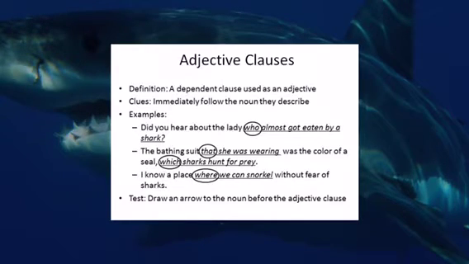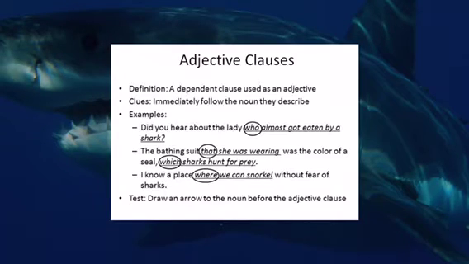Do the same with the second adjective clause in this sentence. Draw an arrow from which sharks hunt for prey back to seal. Does this clause tell us more about the seal? Yes. Finally, the adjective clause in the third example, where we can snorkel, begins with a subordinating conjunction, where.